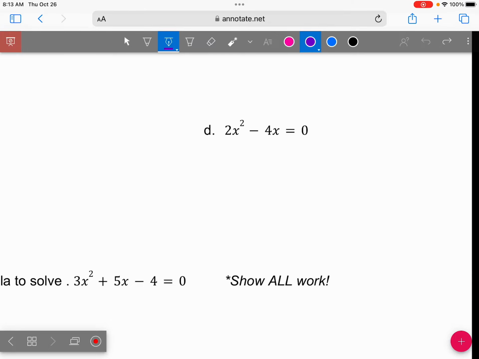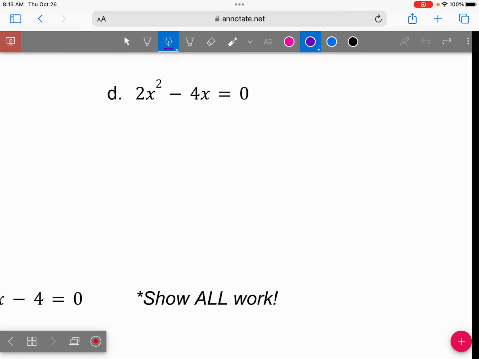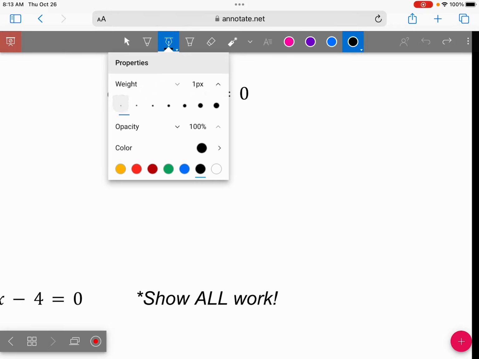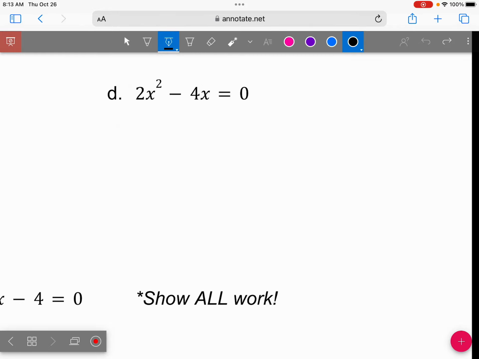All right, so on the review, we're going to look at 9D first. So this one in the instructions, it says to solve by factoring. So whenever we factor, what should be our first step? GCF. See if there's a GCF. Does this one have a GCF?